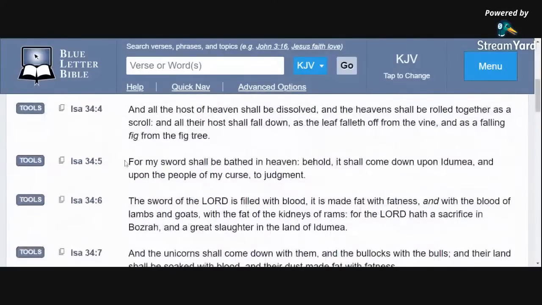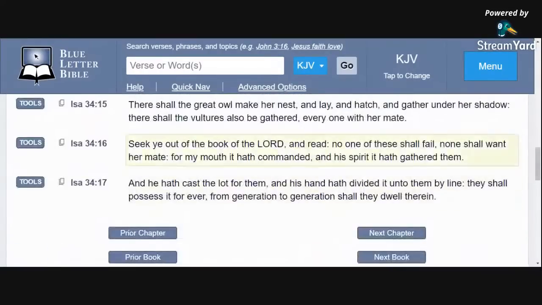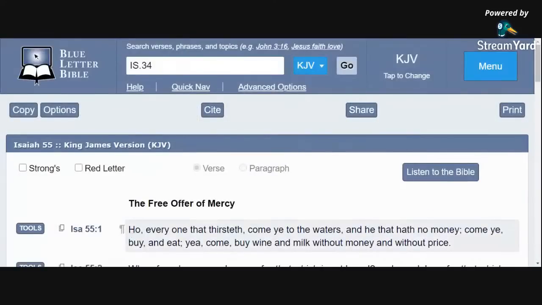Isaiah 34, verse 16 says this. Seek ye out of the book of the Lord and read. No one of these shall fail. This word cannot fail. None shall want her mate, for my mouth it hath commanded, and his spirit it hath gathered them. The Spirit of the Lord is doing the gathering. Nobody can stop it. It will not fail.